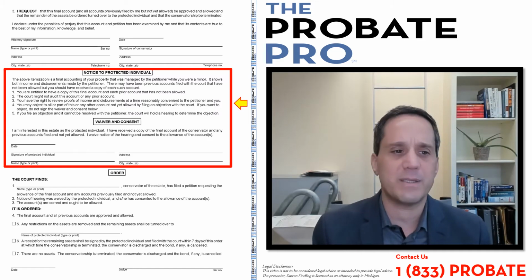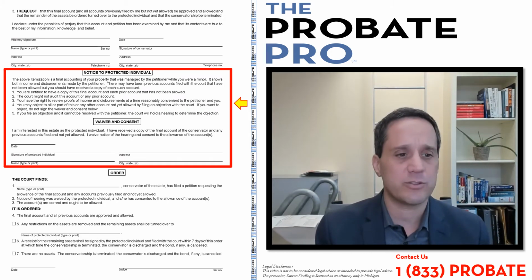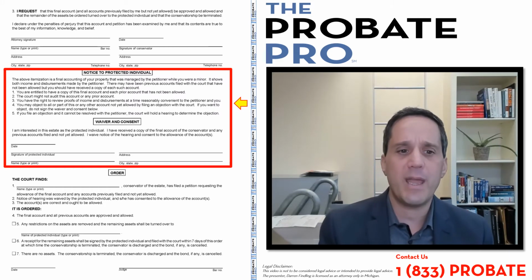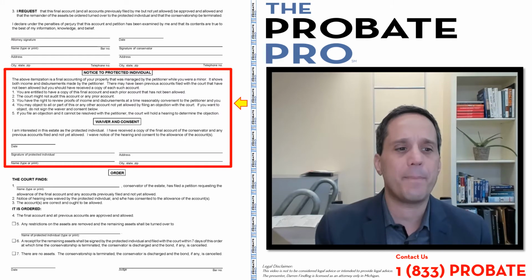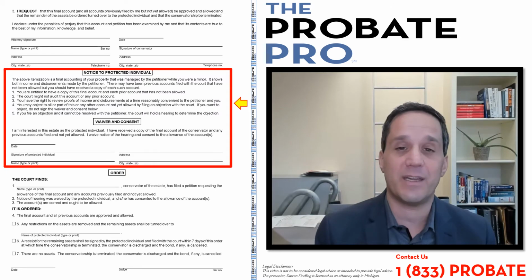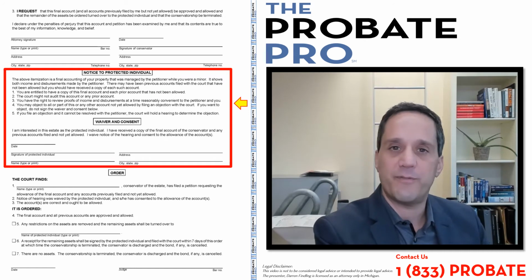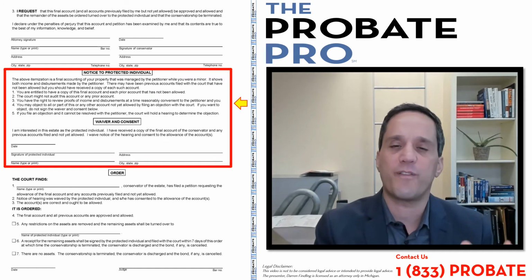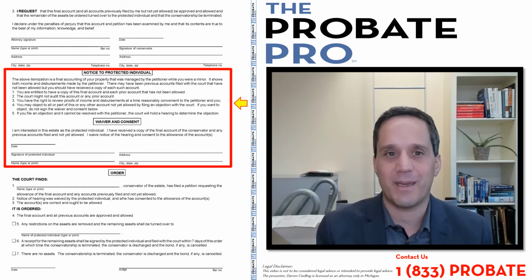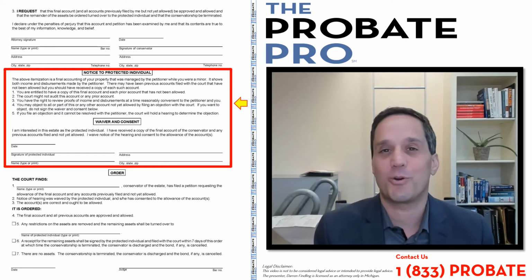It says that the above itemization is a final accounting of the property that was managed by the petitioner while you were a minor. It shows both income and expenses or disbursements made by the petitioner, and there may have been previous accounts filed with the court that have not been allowed, but you should have received a copy. So it's warning you, don't sign this document if there's something not there. If you don't have the full breadth of the accountings before the inventory, if you don't have proof of what's going on, don't sign the document. If the numbers don't line up, don't sign the document. Don't be so hungry to get control over the assets that you waive your right to object.